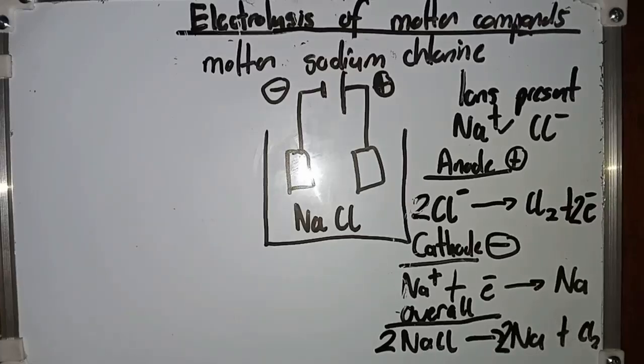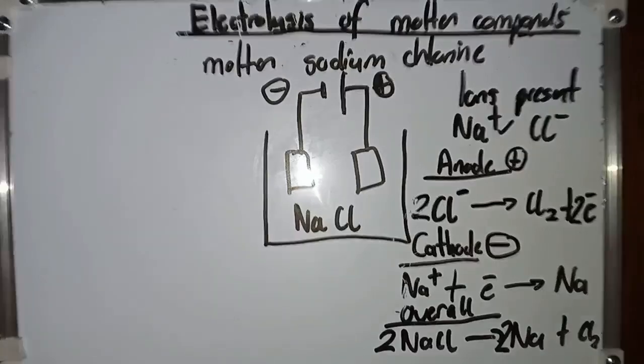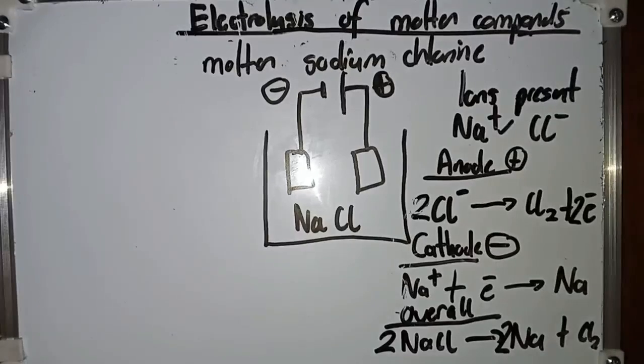So this is for what? For molten compounds. So this is how we balance. This is how we balance the equation. This is how we deduce the equation. So this process is the same everywhere. Okay, let's do another example for molten.